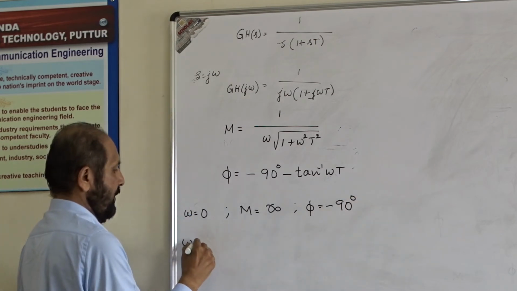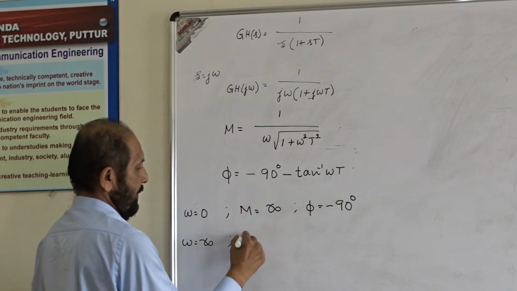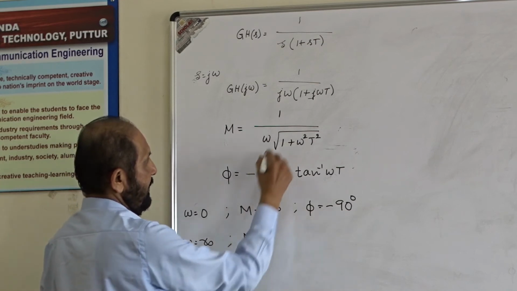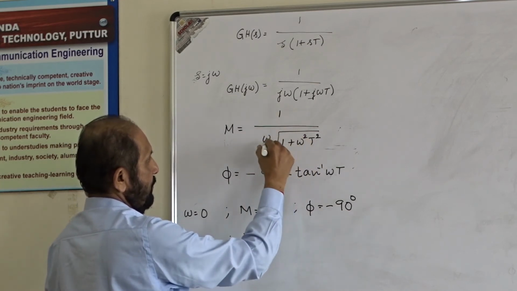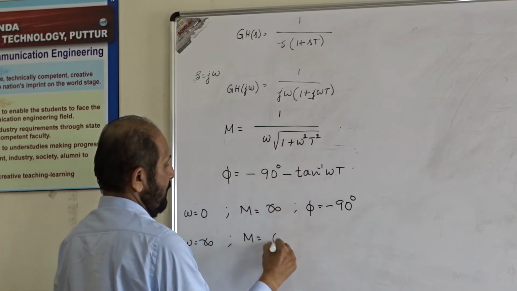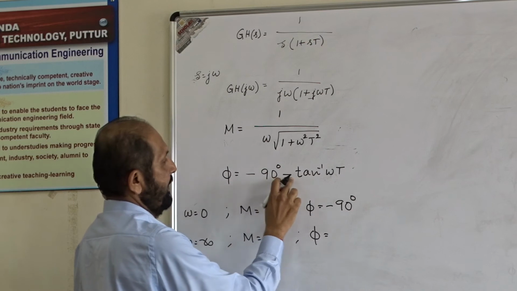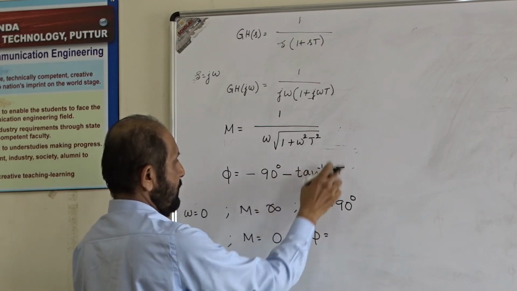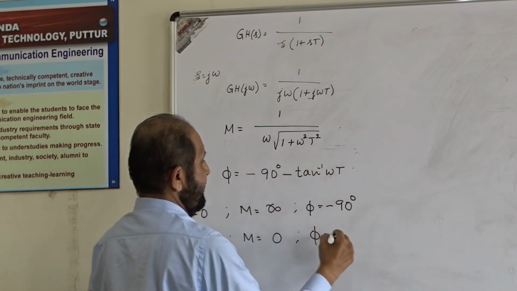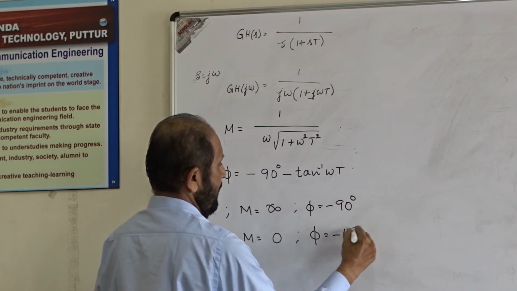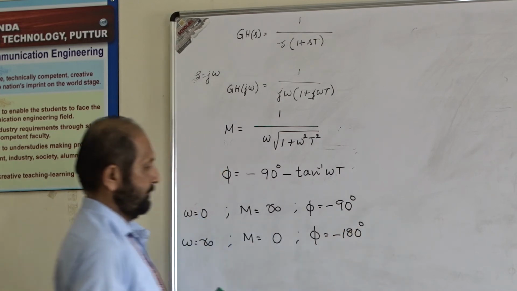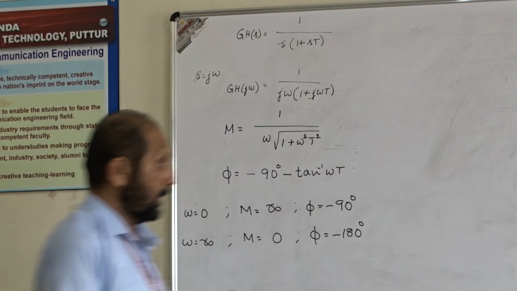When omega equal to infinity, the ending point. Magnitude: omega comes in the denominator, so magnitude is 0. Phase angle is minus 90 degree minus tan inverse of infinity. Once again this is 90 degree, so minus 90 minus 90 is minus 180 degree. So this is the ending point.